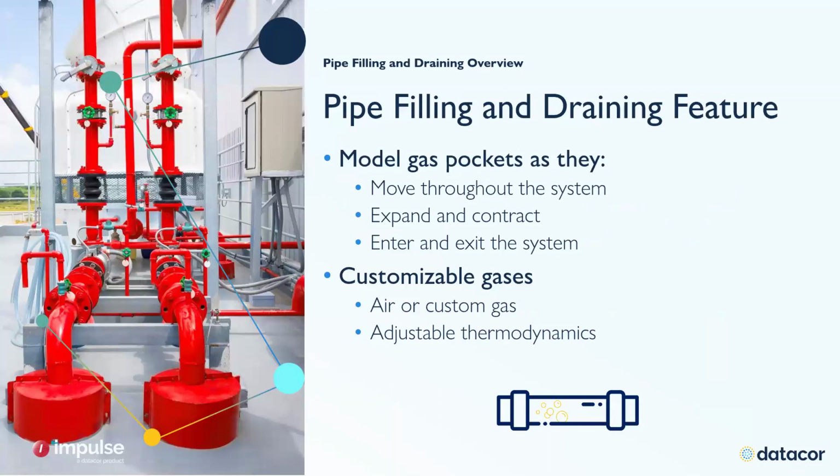The pipe filling and draining feature addresses these limitations. It allows you to track gas pockets as they move throughout the system, as they expand or contract, and as they enter and exit the system. The gases can be air or something custom. The gas thermodynamics are customizable. You can specify molecular weight. Expansion and compression can be isentropic, but it can also be isothermal, or you can use a custom polytropic process.